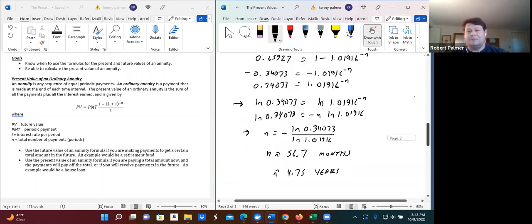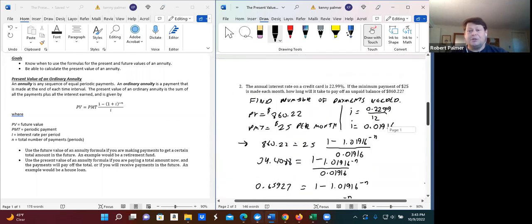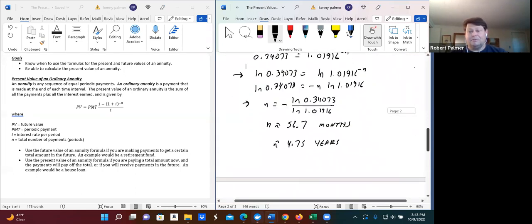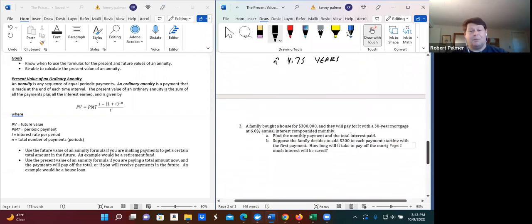Okay, what this says then is you can, under these conditions, making the minimum payment of $25 a month, have this balance with this interest rate, which is a really high interest rate, but that's not entirely unusual for credit cards. Then it's going to take you almost 5 years to pay it off. So you can see that's definitely not the way to go if you can help it.